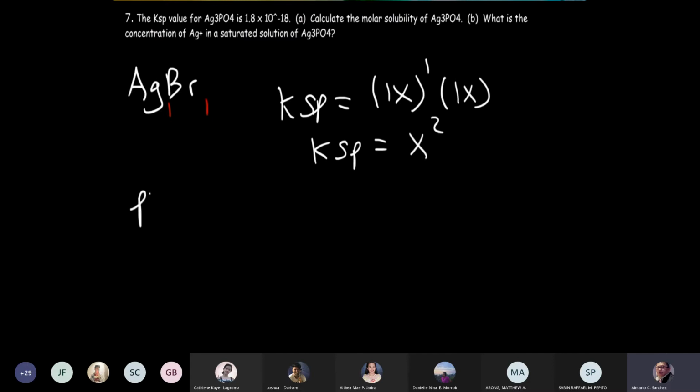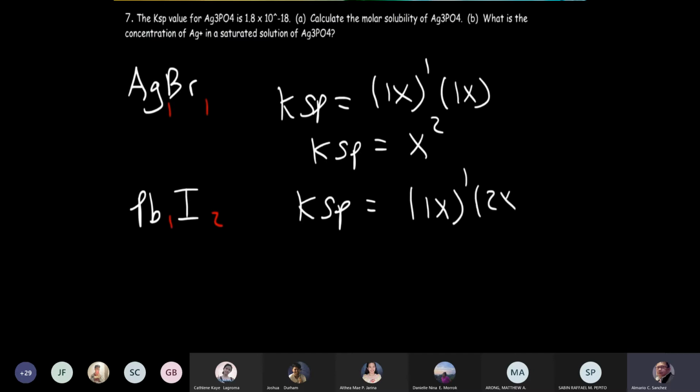Now for the second example, it was PbI2, or Pb1I2. So to calculate the Ksp expression for Pb, it's going to be 1x raised to the first power. For I2, 2x raised to the second power. And this gave us this expression. Ksp is equal to 4x cubed.